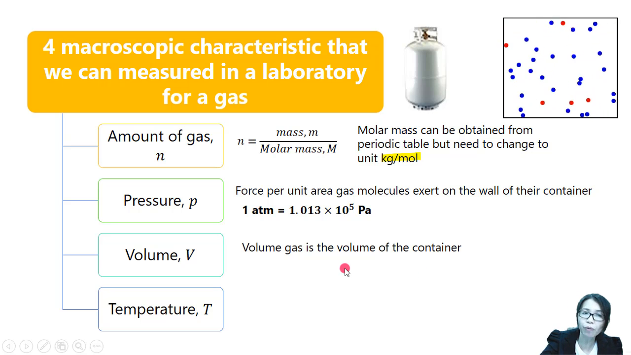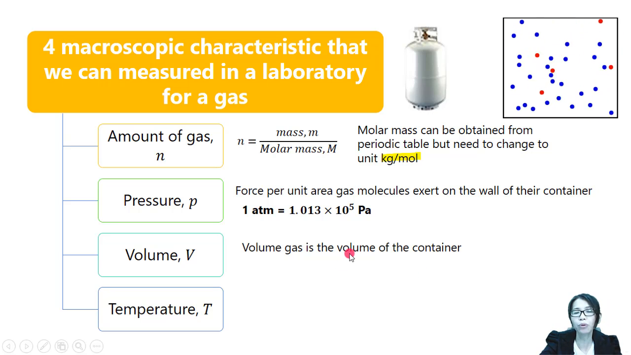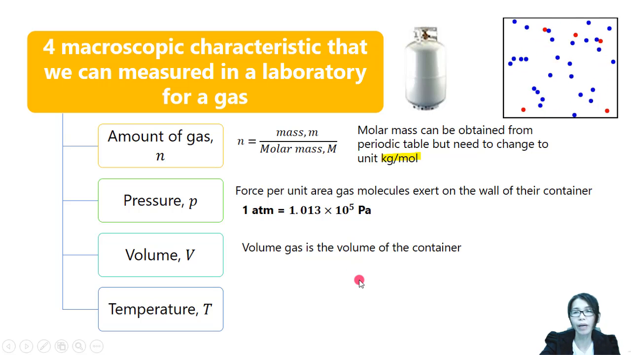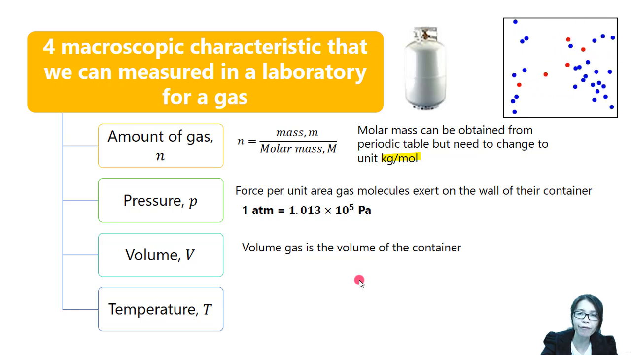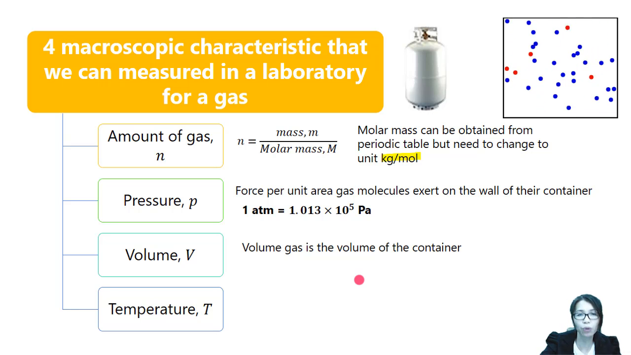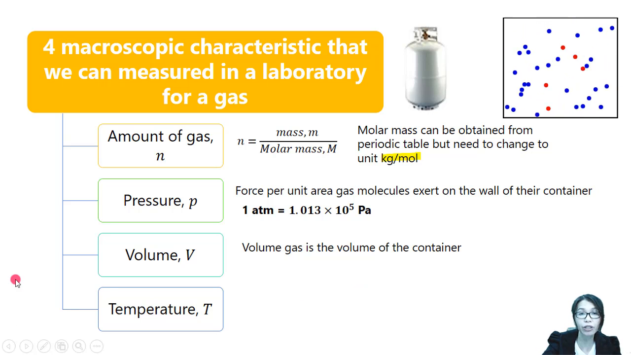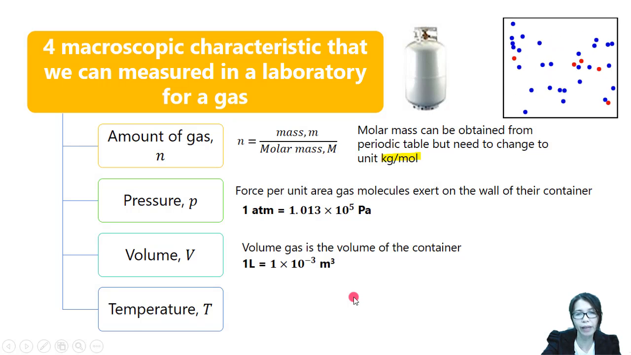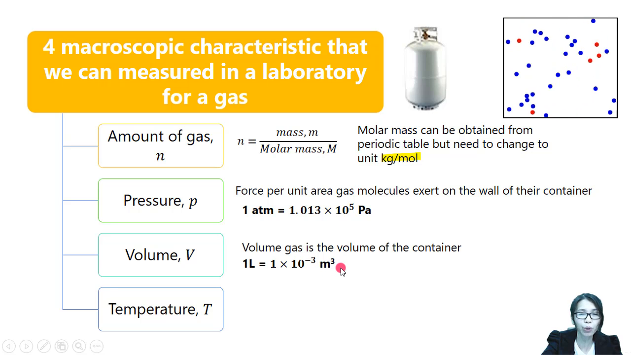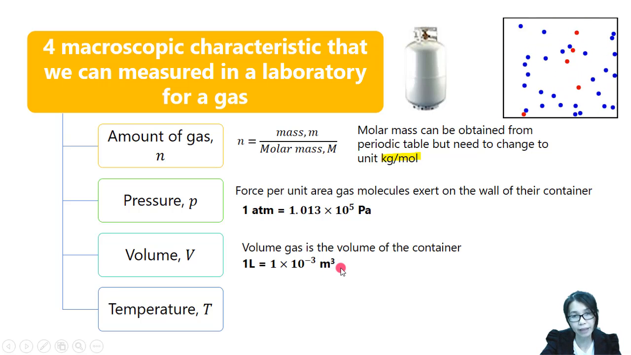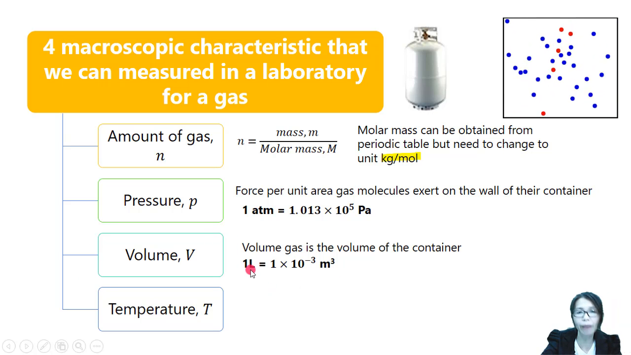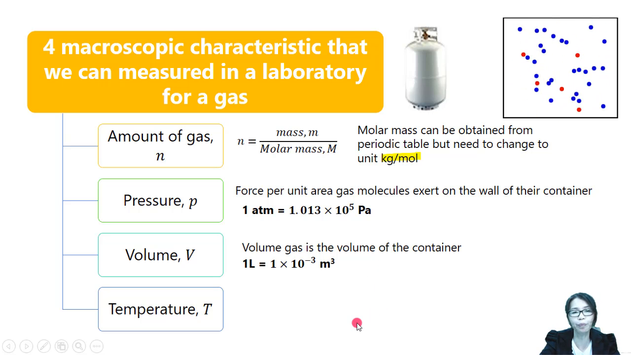Now we can measure the volume of the gas. Volume of the gas normally refers to the volume of the container, because our gas doesn't have any fixed shape, but gas will occupy the volume of the container. So the volume of the container is actually the volume of the gas. 1 liter is 10 to the power of -3 meter cube, because all our calculations must be in SI units. So bear in mind, if the volume is given in liter, we have to convert it to meter cube.